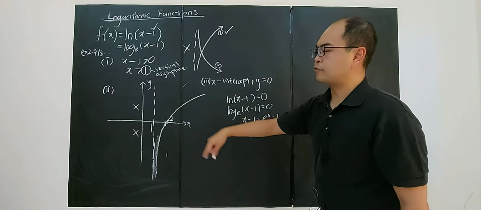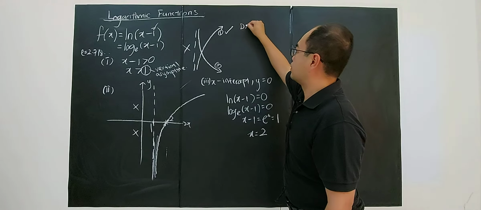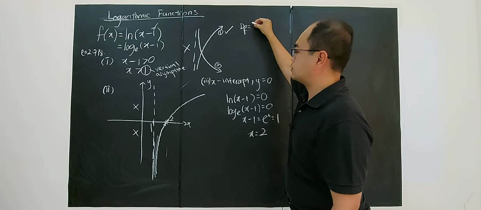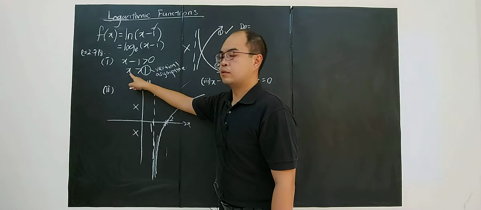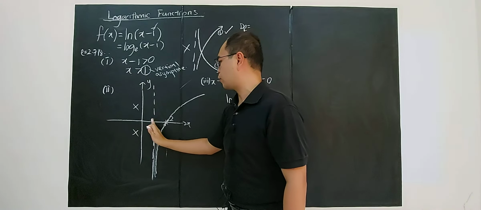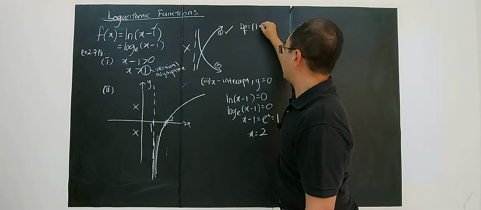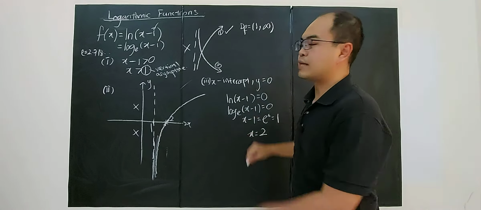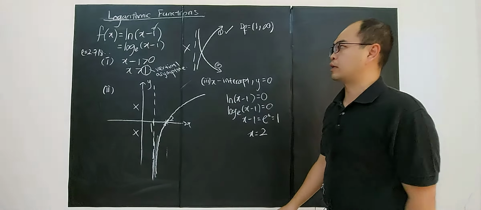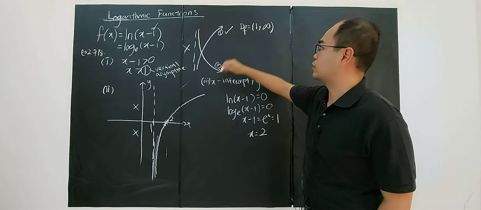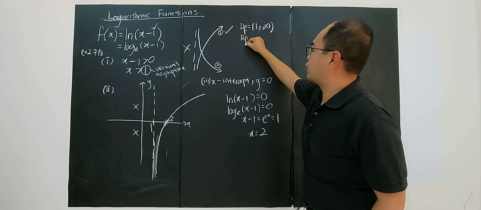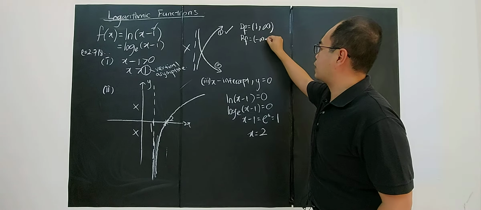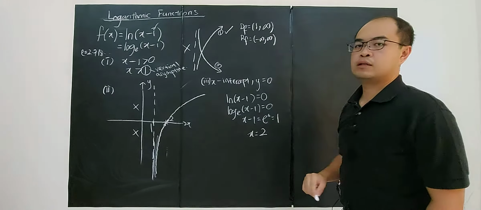From this graph, you can easily read the domain. Look at this one: x must be more than 1, meaning from 1, not including 1, up to infinity. It's exactly like the logarithmic function, since ln itself is a logarithmic function. The range of f will always be the same, negative infinity up to infinity.